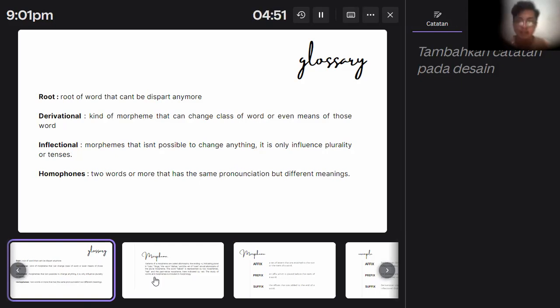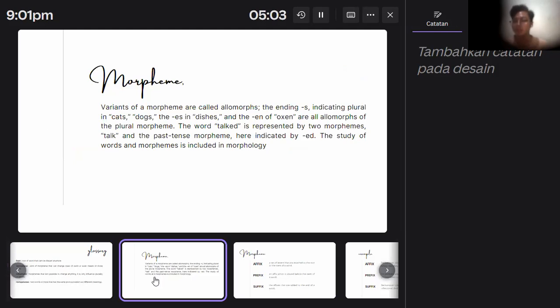And last but not least is the glossary of homophones. Homophones are two or more words that have the same pronunciation but different meanings. Next, we're going to study morphemes, and the variants of a morpheme are called allomorphs. The ending s indicating plural in cats, dogs, or the es in daisies, and the en at the end of oxen are all allomorphs of the plural morpheme. The word talked is represented by two morphemes, talk and the past tense morpheme, here indicated by ed. The study of words and morphemes is included in morphology.